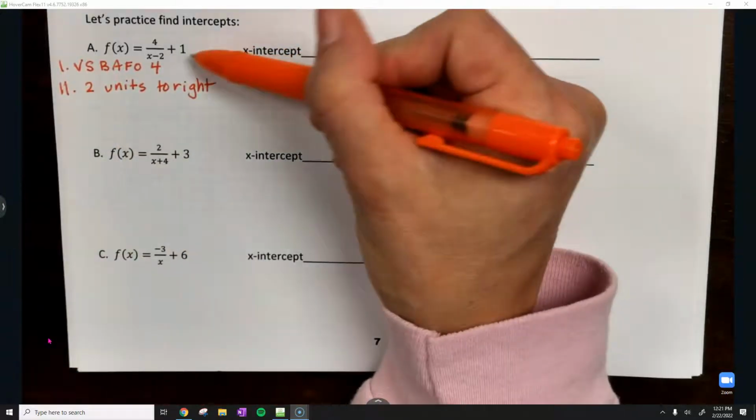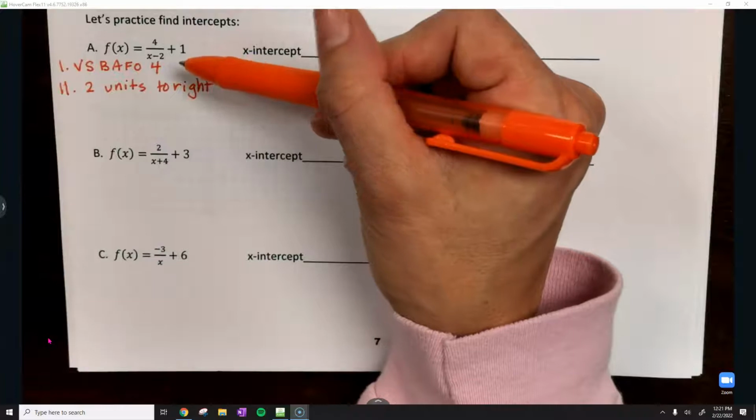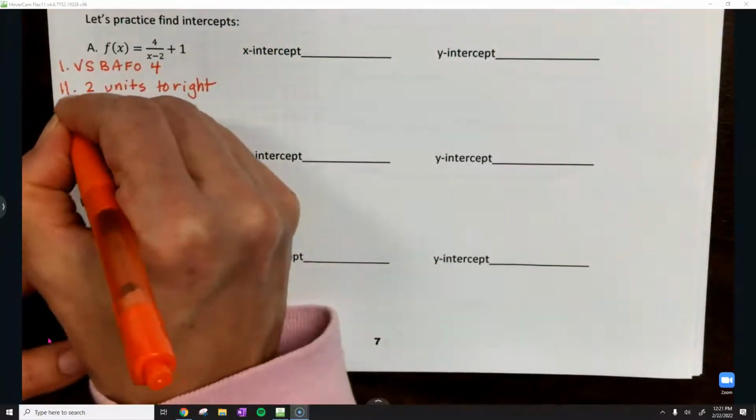And then, guys, remember that whole number is your up and down movement. That's a plus 1, so the graph went up 1 unit.